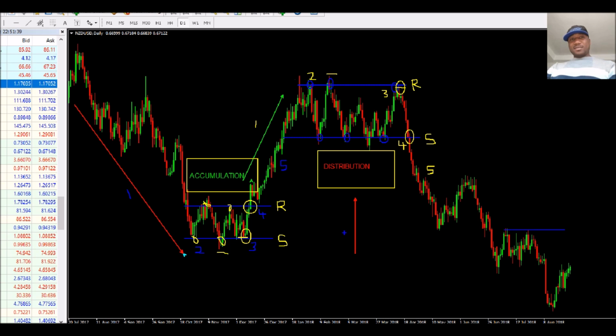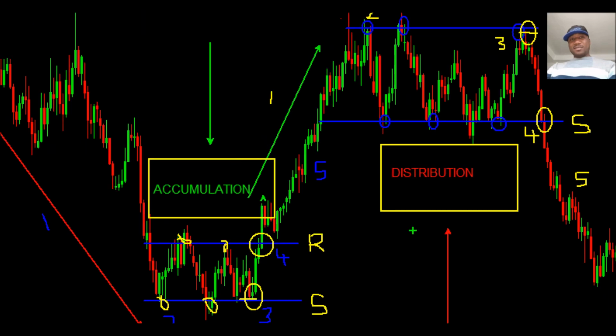So how to identify the accumulation phase, how to identify the distribution phase. I hope that you understand clearly how to trade the accumulation phase and how to trade the distribution phase. First, we talked about the accumulation phase, right? How to trade the accumulation phase. If you know how to trade the accumulation phase first, then you will understand how to trade the distribution phase.